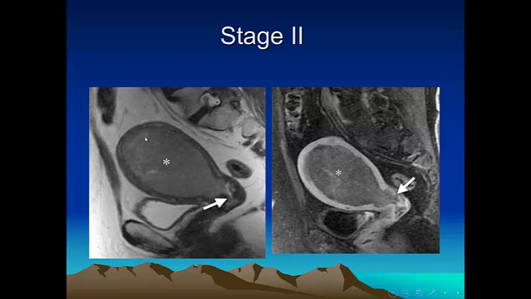This is the altered endometrium. This is not the hyperintense endometrium we usually see. This is markedly thickened endometrium with indistinct junctional zone in parts. Here it is protruding into the cervical canal, but there is also invasion of the cervical stroma in the posterior part. So this is stage 2.